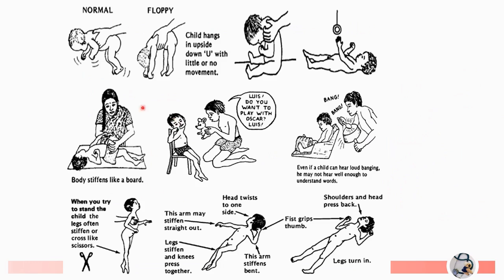So these can be the different postures in a cerebral palsy child: decerebrate, decorticate, scissoring. All these are different postures. Here the body is stiffened like a board, and then there's almost arching of the back. So these are the different postures. Here the child is so much hypotonic. This way you'll observe the child in the beginning.